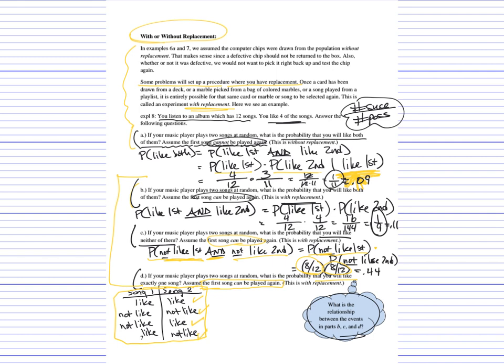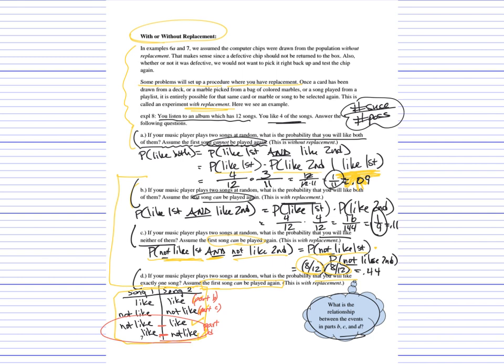You'll notice that we basically have found the probability of liking both in part B. We found the probability that we don't like both in part C. I want you to notice that part D is really these two options, right? That you not like the first and like the second, or not like the second but like the first, right? These are the options in part D.